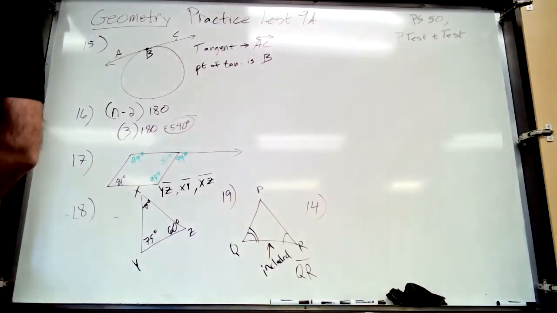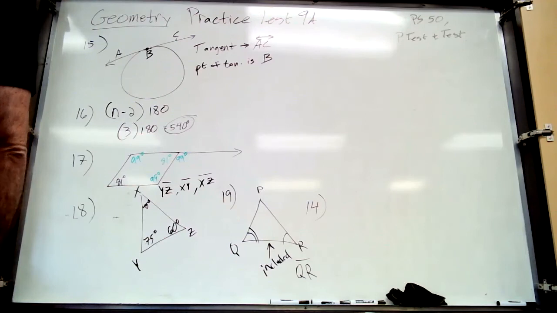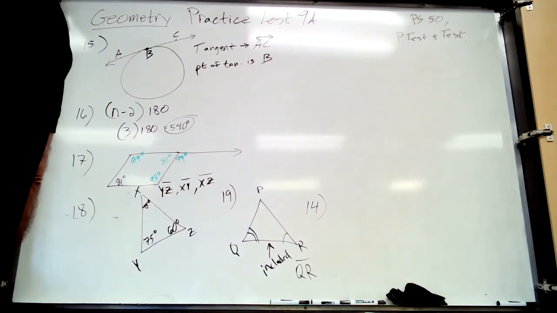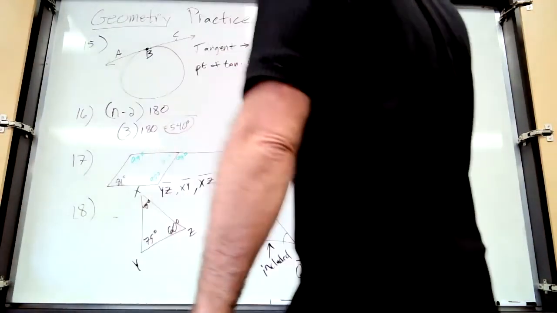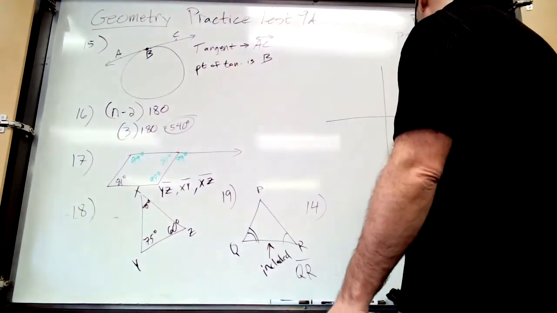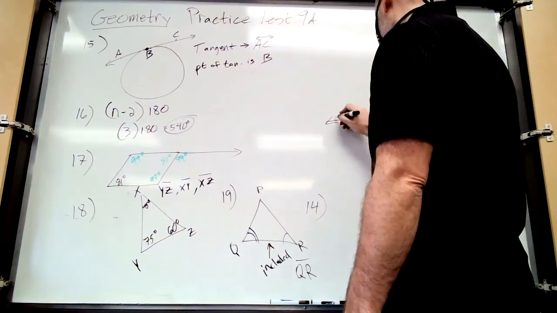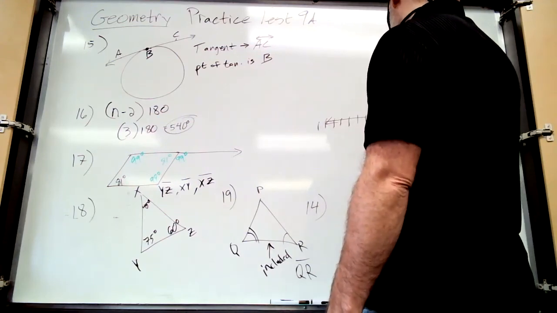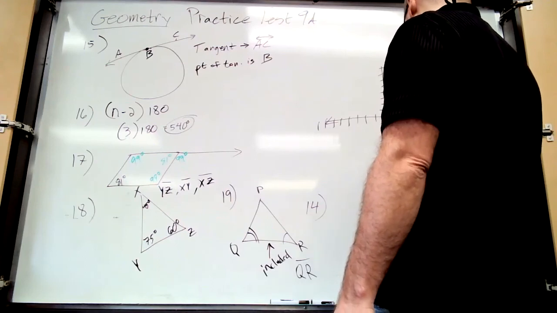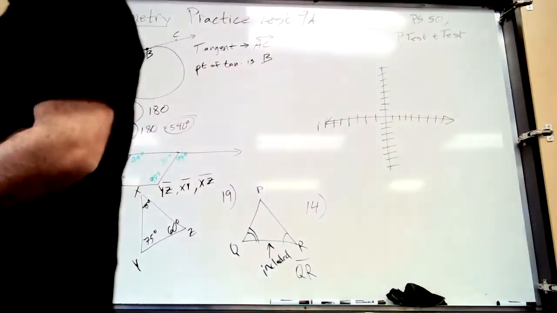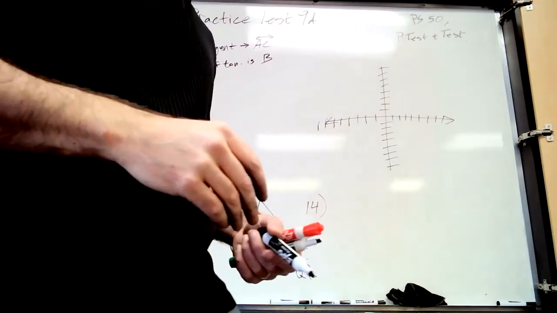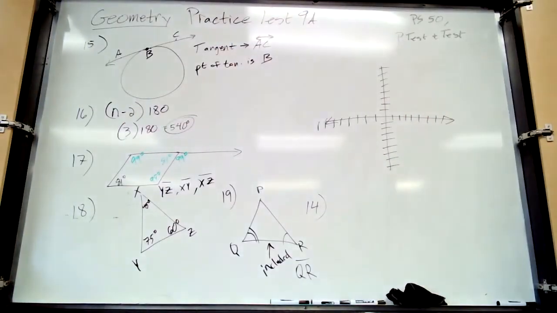All right, number 20, triangle PQR has a base of 5 units and a height of 3 units. Angle R is a right angle. Okay, position PQR on the coordinate plane. So what's the best way to put this? It's a base of 5 and a height of 3. What would make the most sense and make it easy to do the graphical mathematics? Where should I put this triangle?